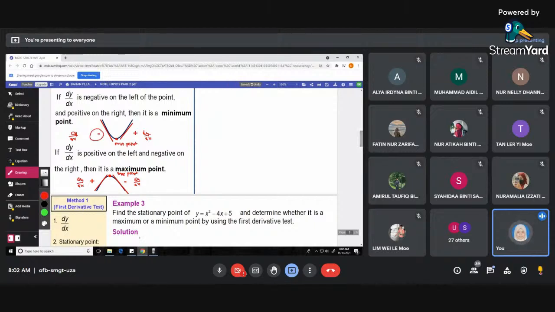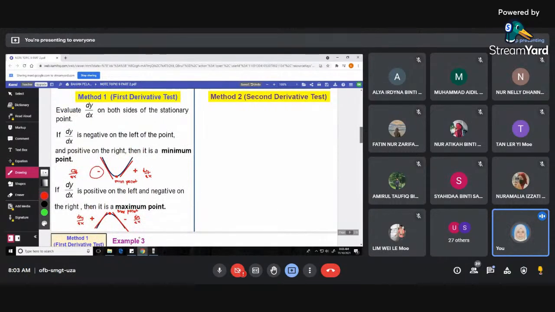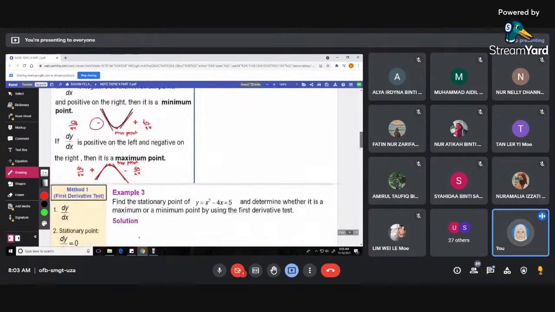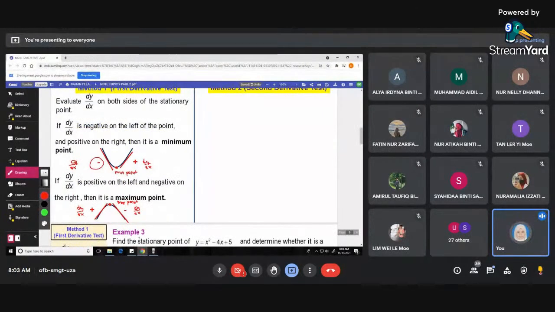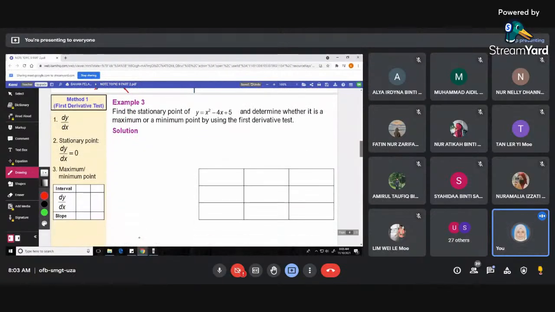Okay, how to find maximum or minimum point by using the first derivative test. Let's look at example number 3. Find the stationary point, and determine whether it's a maximum or minimum point by using the first derivative test. If the question states by using the first derivative test, you cannot use the second derivative test.